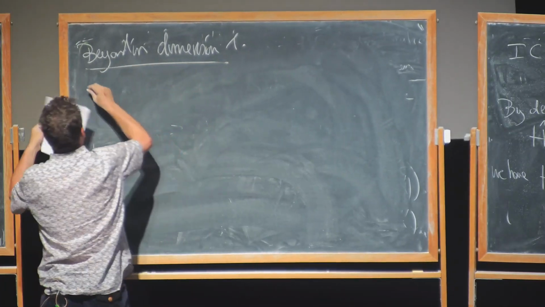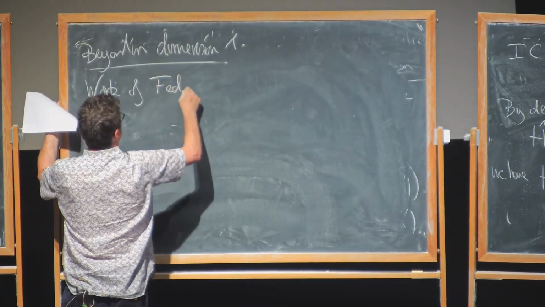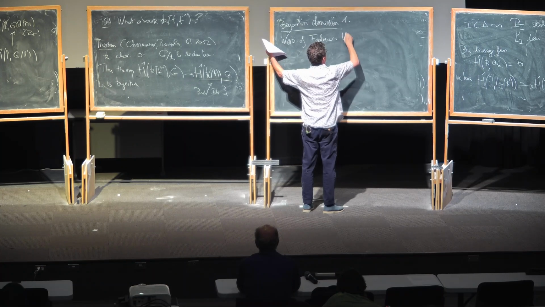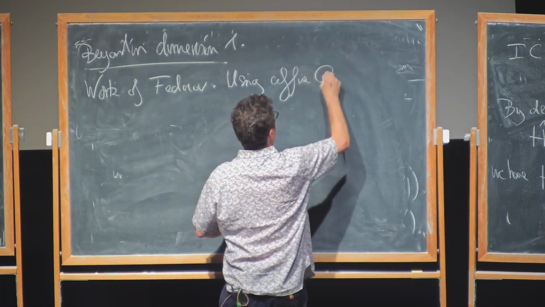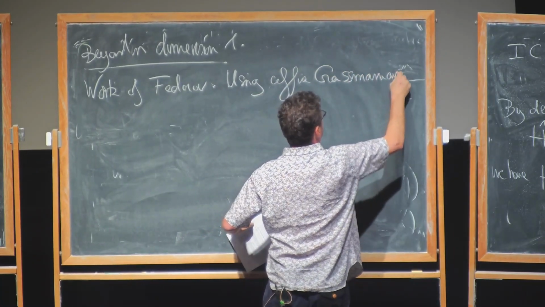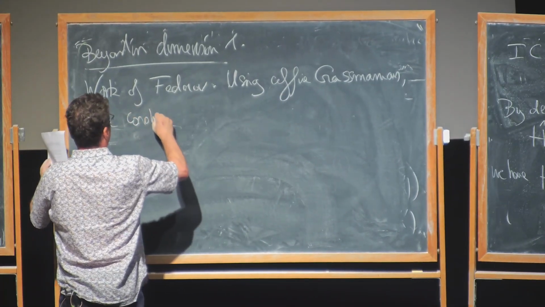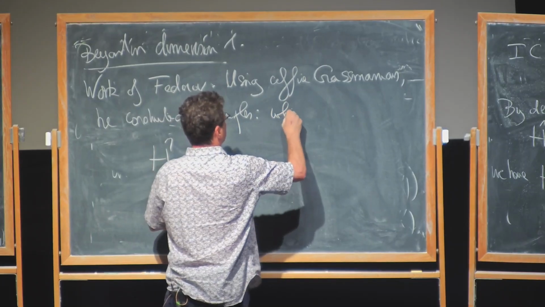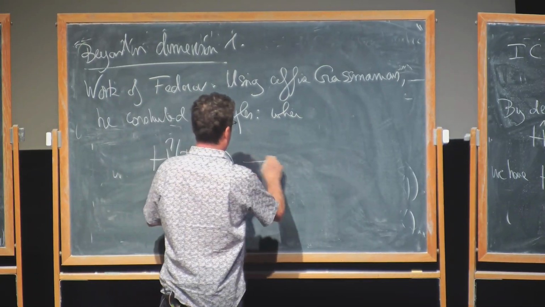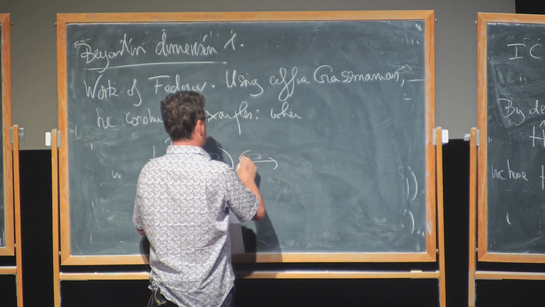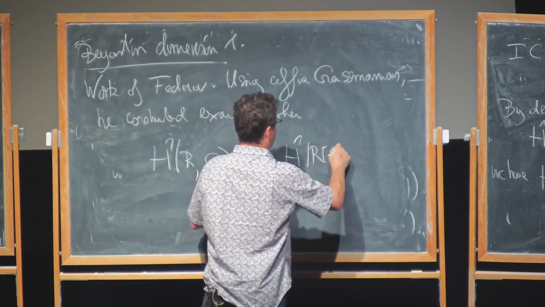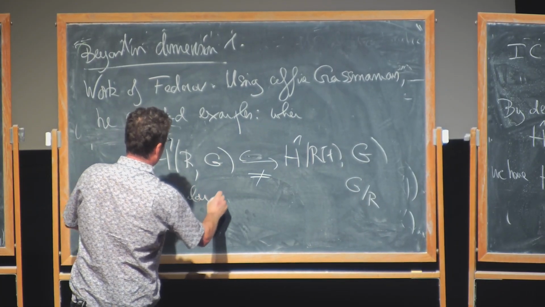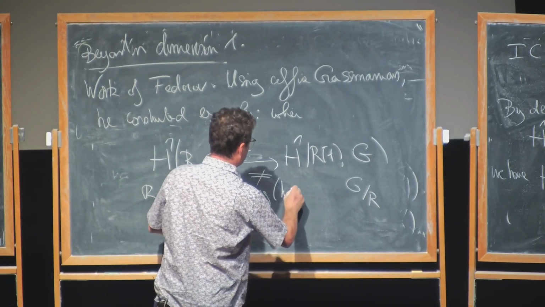So you have the work of Roman Fedorov, and he constructed, using affine Grassmannians, examples, but a lot of examples, when H1(R, G) is not H1(R, T) of G, for G defined over R, and where R is a regular local ring, and we can make it even Henselian if you want, okay, which is harder.